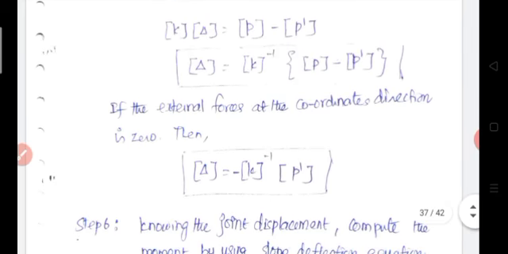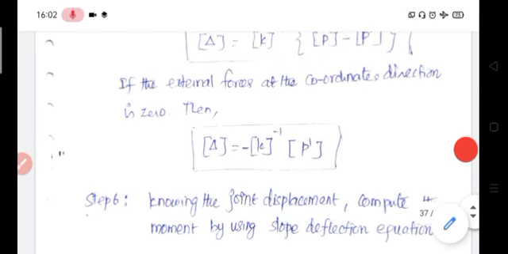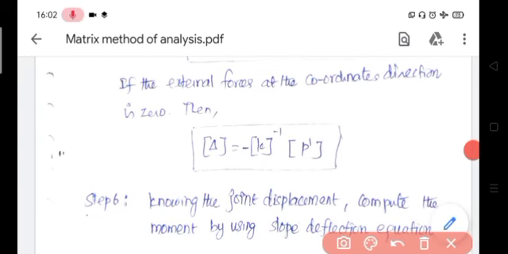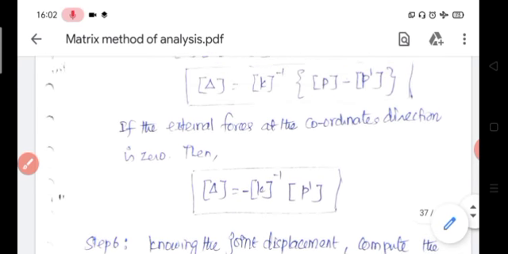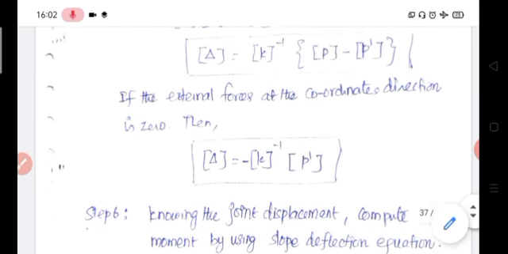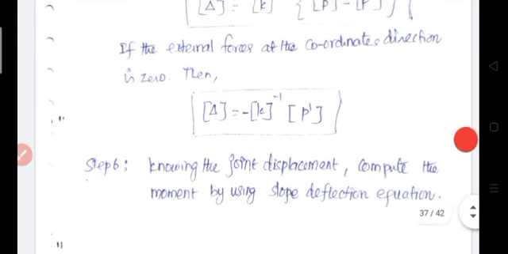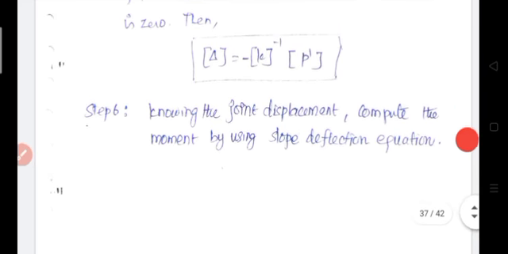If the external force in the coordinate direction is 0, then the P matrix is equal to 0. So finally the displacement matrix is equal to minus the stiffness inverse matrix into the P dash matrix. In step 6, knowing the joint displacements, compute the moments by using the slope deflection equation.